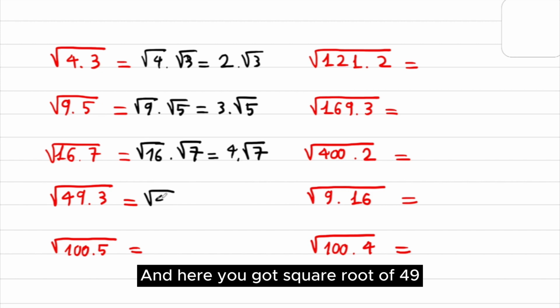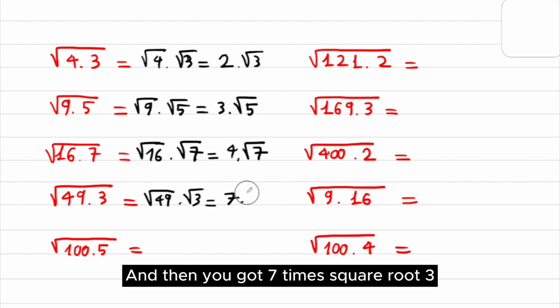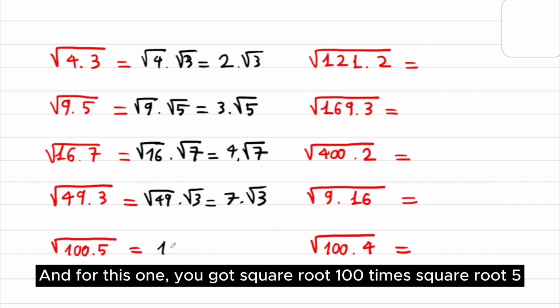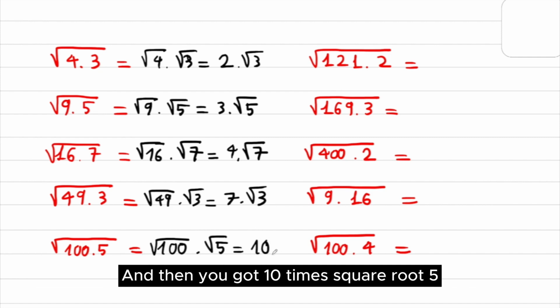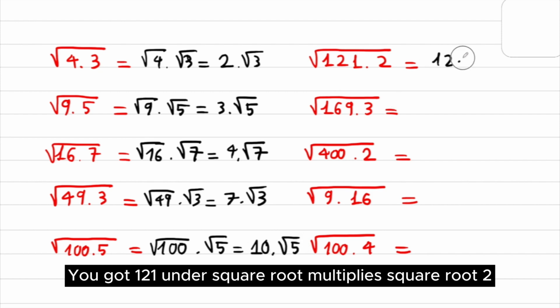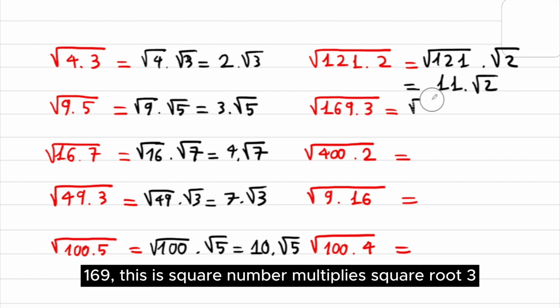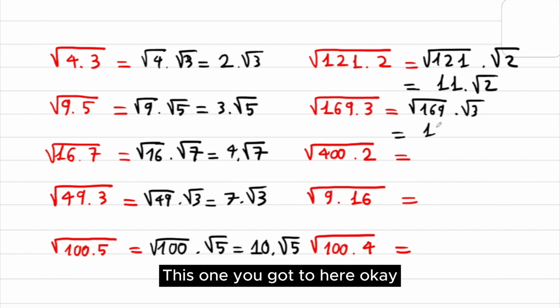And here you got square root of 49 and square root 3, and then you got 7 times square root 3. And for this one, you got square root 100 times square root 5, and then you got 10 times square root 5. The same thing for this one, you got 121 under square root multiply square root 2. This one is a square number, so that's why I got here 169. Okay, this is a square number multiply square root 3. This one equal to here.